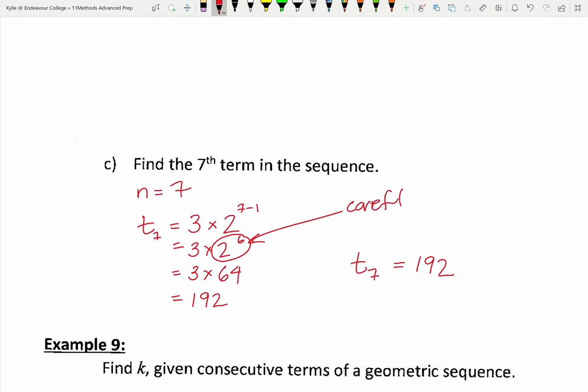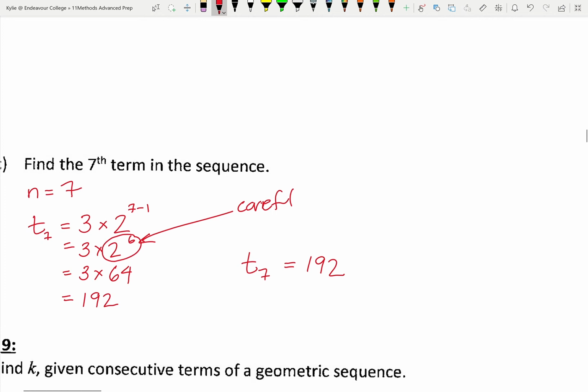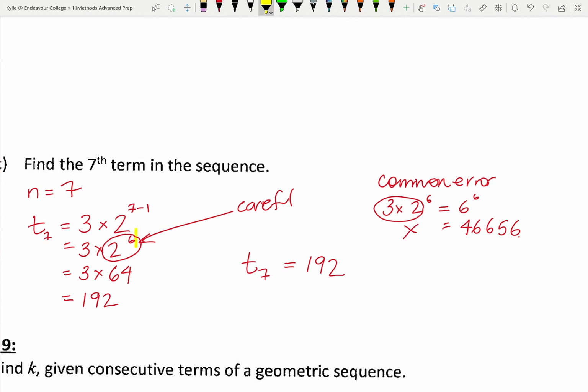Please be careful with your handling of the index. I'll show you a common error. A common error is to say 3 times 2 to the power of 6 equals 3 times 2 is 6, to the power of 6, and 6 to the power of 6 is 46,656. So the mistake there is doing this multiplication first. You must evaluate the index first according to BOMDAS rules. And that's it.